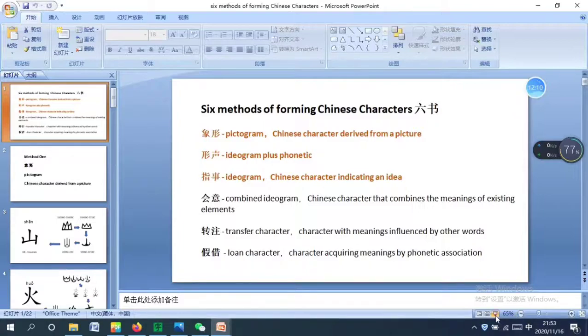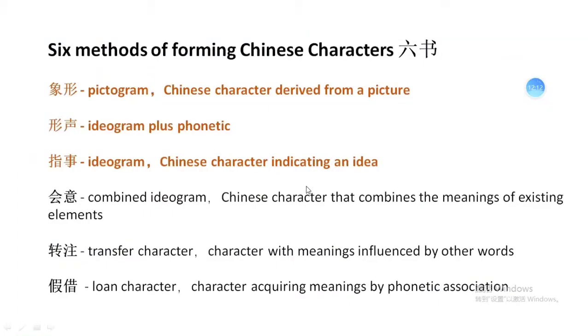I would like to share with you some knowledge about the Chinese characters. I know the Chinese characters are not an easy thing for you to learn, so here today I would like to introduce some methods of forming the Chinese characters, and you may try to remember those easy characters by the way I will tell you now. I will tell you, okay?